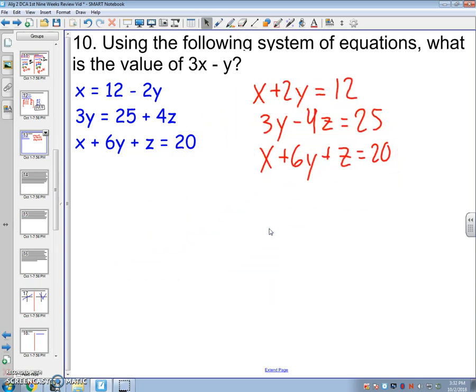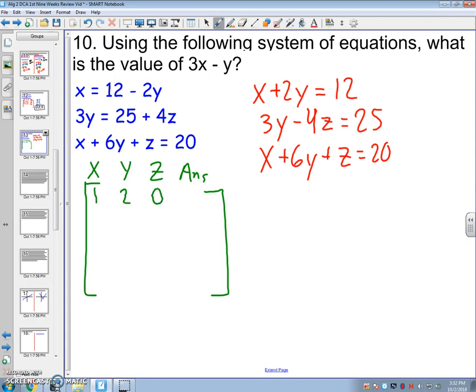The matrix again is going to be a 3 by 4 because there are 3 equations. If it helps you, again, you can label the columns. I'll call this the x column, the y column, the z column, and the answer column. First equation, it's going to be 1, 2, 0 because z is missing, equals 12. 0 because x is missing, 3 for y, negative 4 for z, equals 25. Then 1, 6, 1, 20.